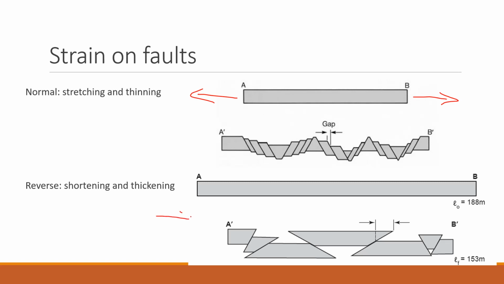If we have compression, we are going to have our faults be reverse faults. We're going to shorten and thicken up our crust. So we go from our start to our finish, and we can see that with normal faults, we stretch and thin. With reverse, we shorten and thicken.